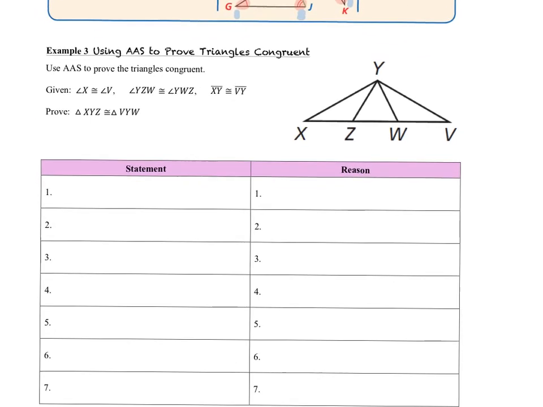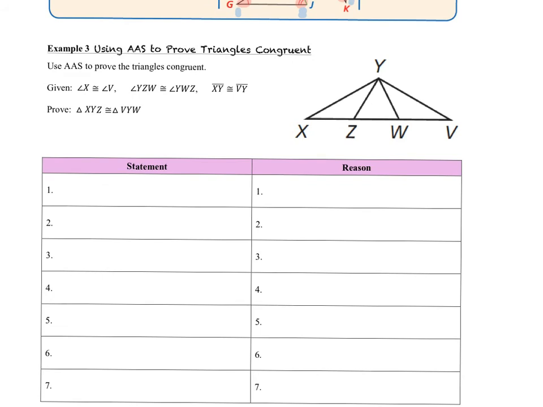All right, let's take a look at this proof. So first, let me write what was given. I know that angle X is congruent to angle V. Angle X is congruent to angle V. And I also know that angle YZW is congruent to angle YWZ. Okay, I'm going to stop there because I need to think to myself why they gave me that information.